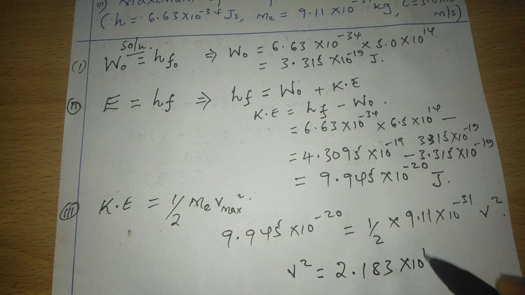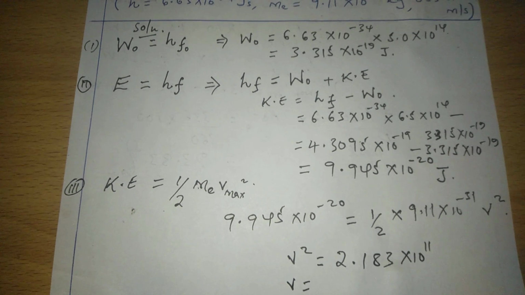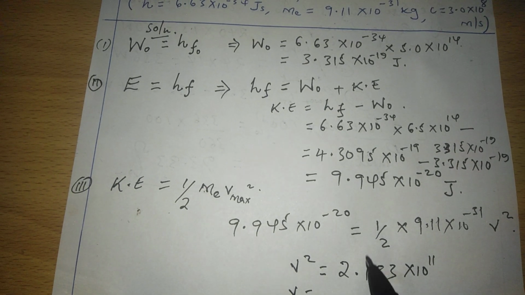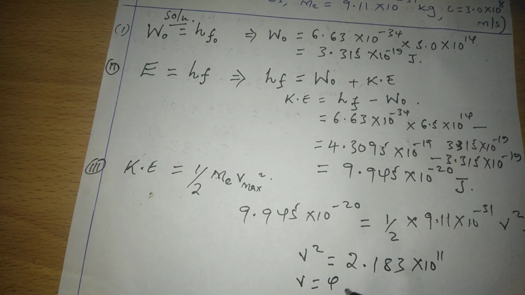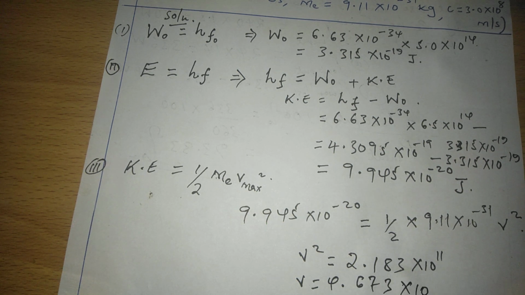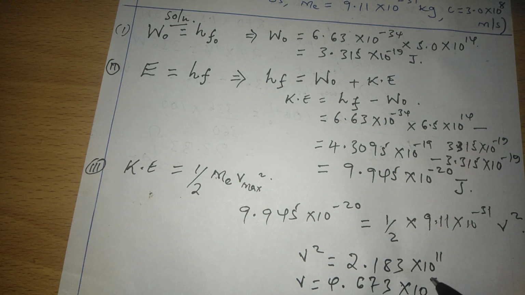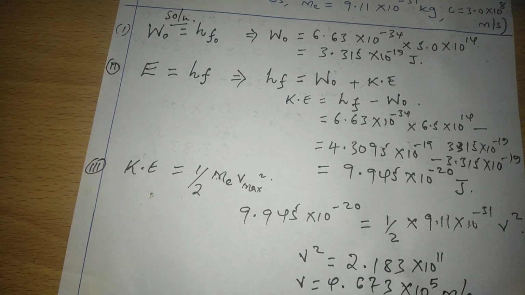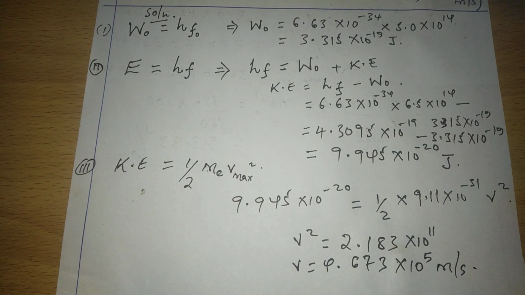This gives us 2.183 times 10 to the power of 11, such that to get the velocity, we need to take the square root of this value. The velocity becomes 4.673 times 10 to the power of 5, in meters per second. So that is how we get the velocity of the emitted electrons.